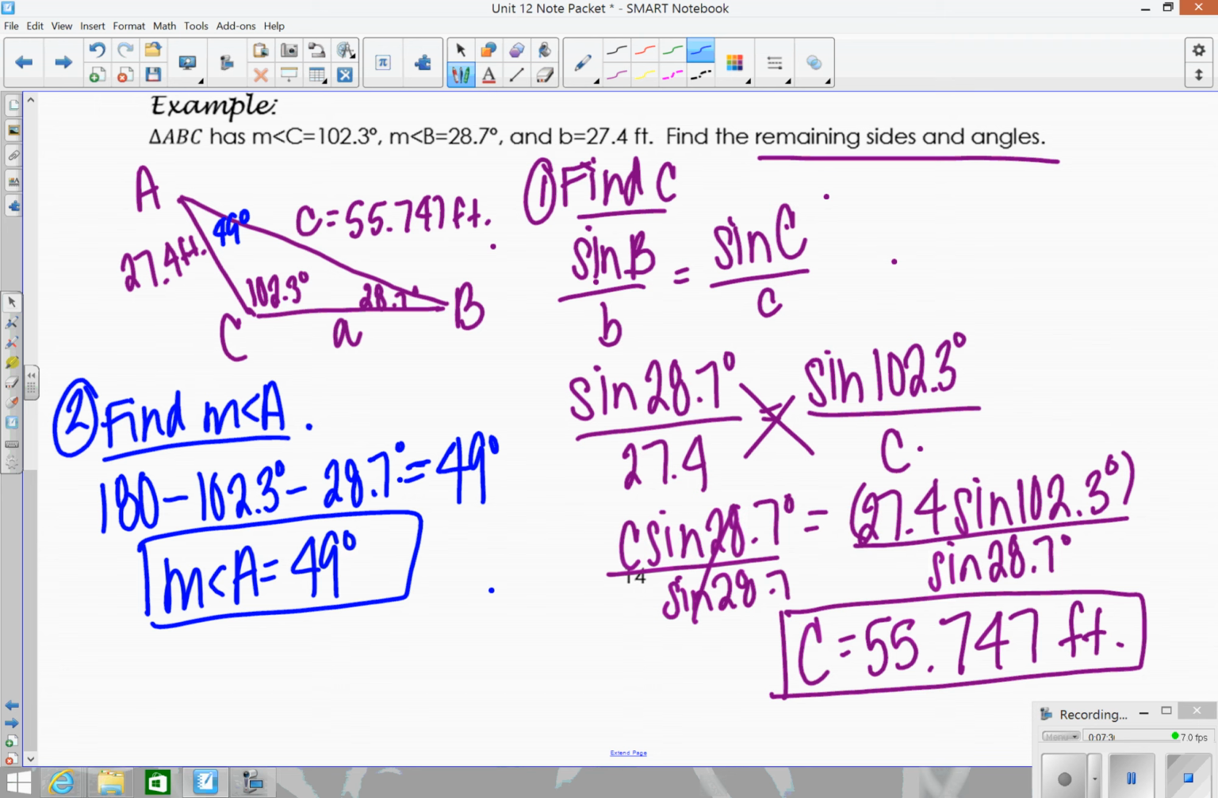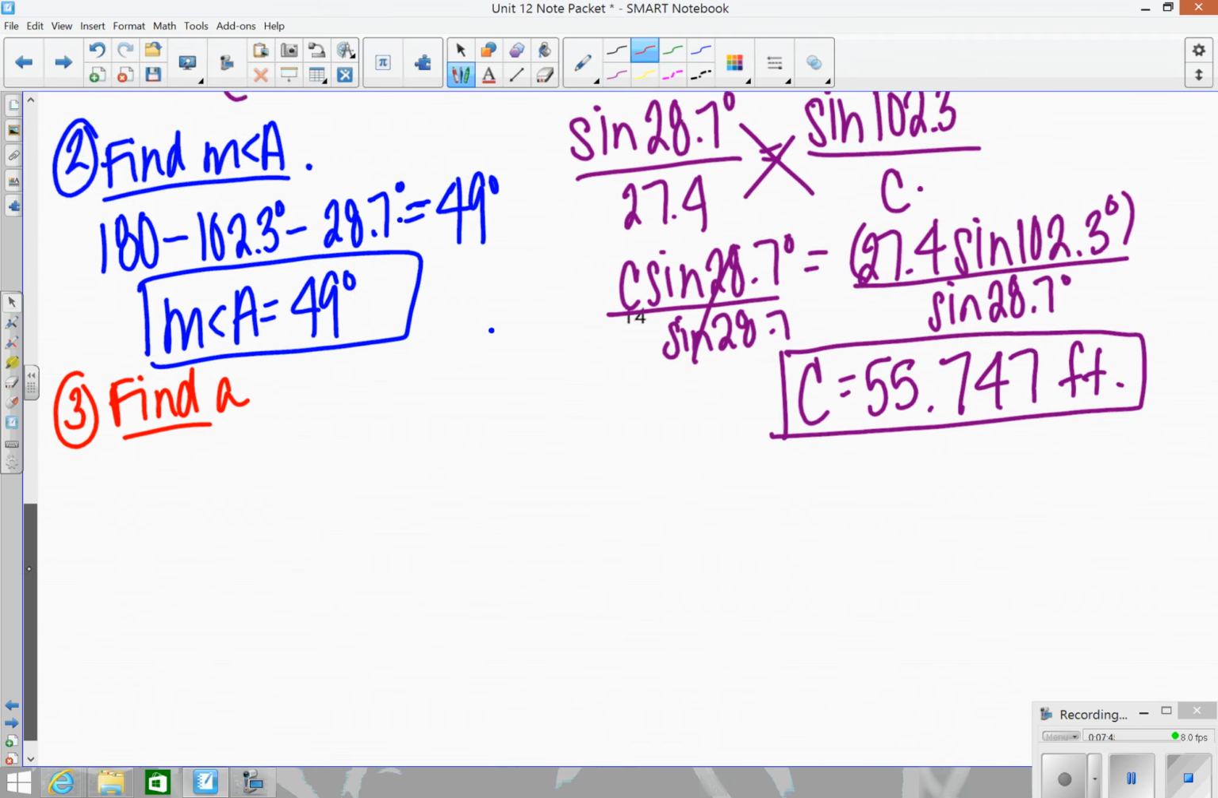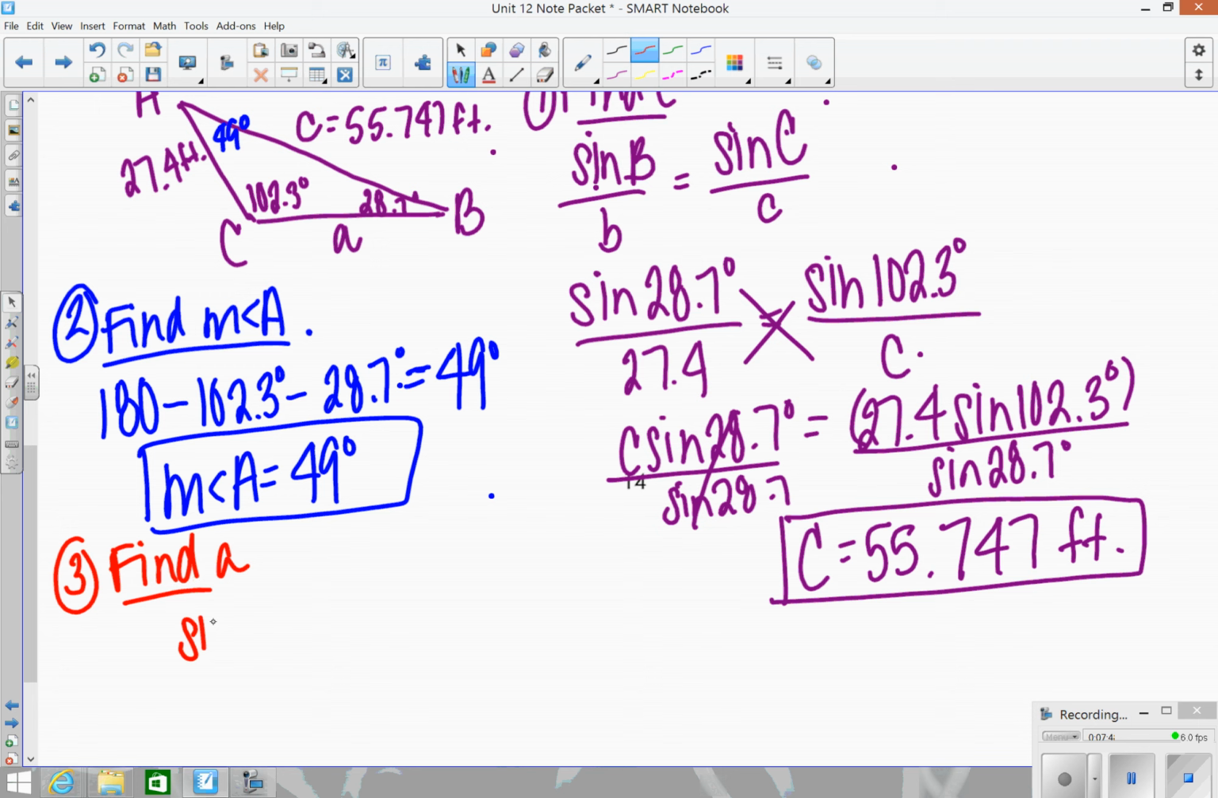Once we know that, that'll allow me to use law of sines to figure out side A. So then the last piece here will be to find side A. If you're trying to find side A, you have to do sine of A over A equals, and then you can choose which one you want to use: sine B over B, or sine C over C. I would recommend that you use B, only because we didn't find B. It was given to us in the problem. So that way, if you made an error with C, you wouldn't carry that error.